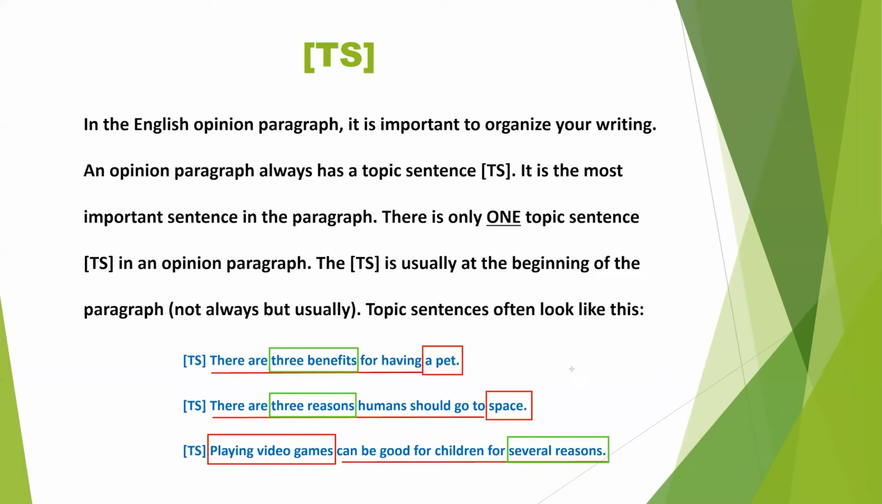So there are 3 benefits for having a pet. There are 3 reasons humans should go to space. And finally, playing video games can be good for children for several reasons. These topic sentences are very easy to understand. They're very clear, and that's what we want. The reader should understand what this paragraph is about. And we can see here that these are very easy to understand if you're the reader. Okay, let's go to our next slide.